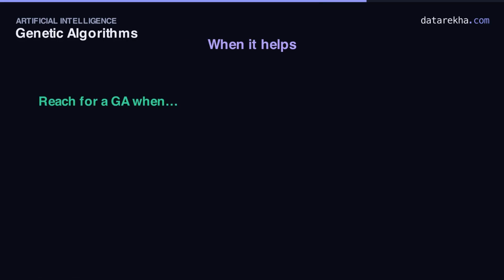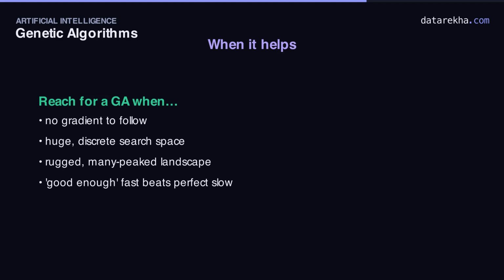That rising then flattening curve is the signature of evolution doing its work. So when should you actually reach for this? Genetic algorithms shine exactly where calculus fails. When there's no gradient to follow, when the space of candidates is enormous and made of discrete choices, when the landscape is rugged with countless local peaks, and when a good answer found quickly beats a perfect one found never.